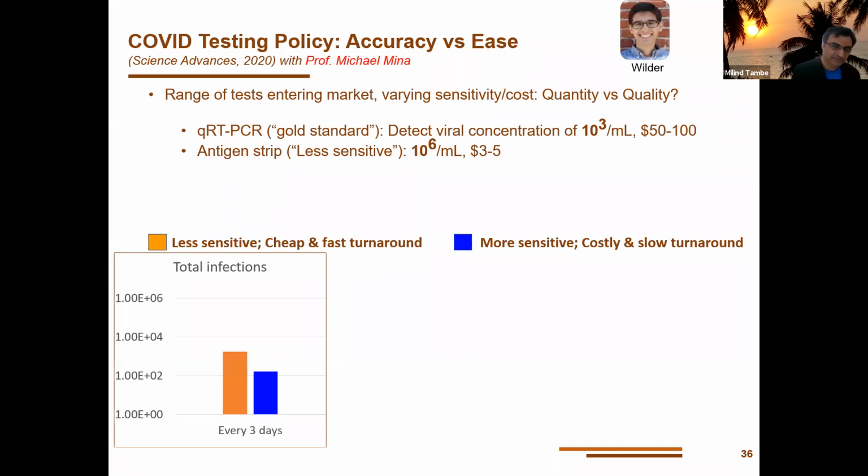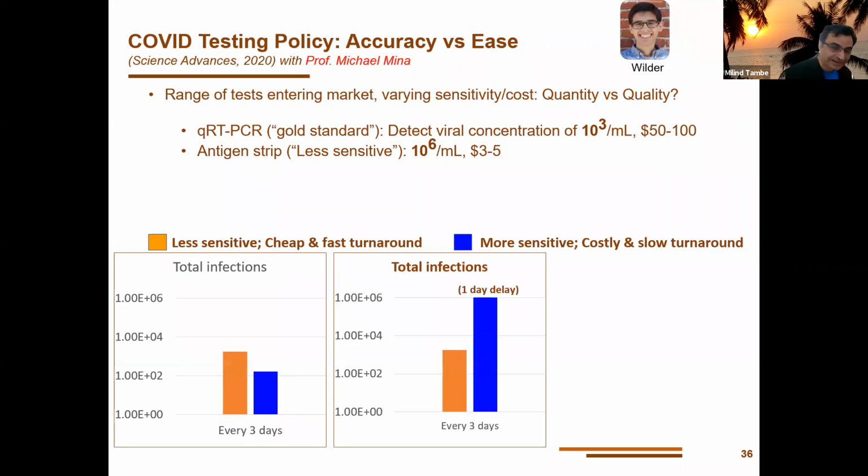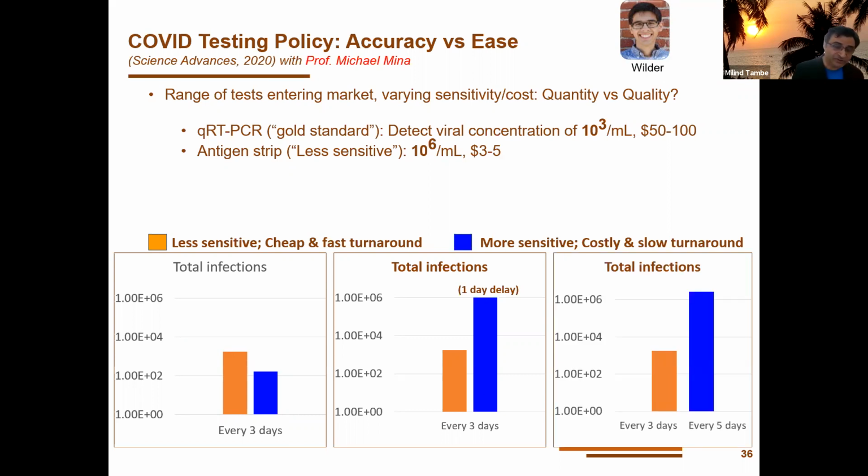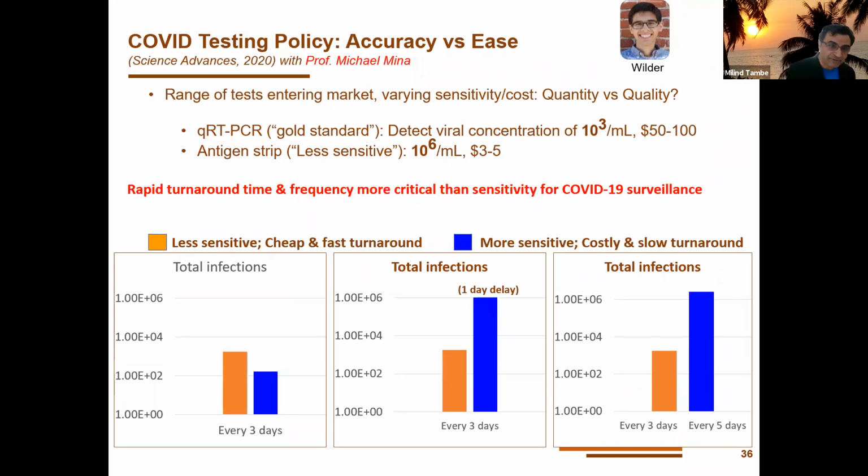But as we discussed, the PCR test takes longer to come back with its results, a day delay. If there's a day's delay in getting the results back, there's a day's delay in isolating the positives, which means that suddenly the advantage of having this PCR test is lost. There are higher numbers of infections. Similarly, if because of cost, we can only do these tests every 5 days instead of every 3 days, and we can do these antigen strip tests more rapidly, again, the advantage of this more sensitive test is lost. In short, rapid turnaround time and frequency is more critical than sensitivity for COVID-19 surveillance. This antigen strip, even though less sensitive, is better for COVID-19 surveillance.